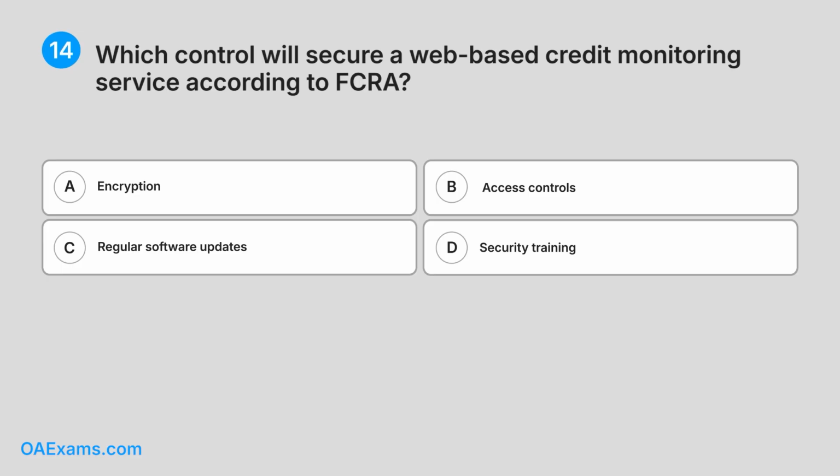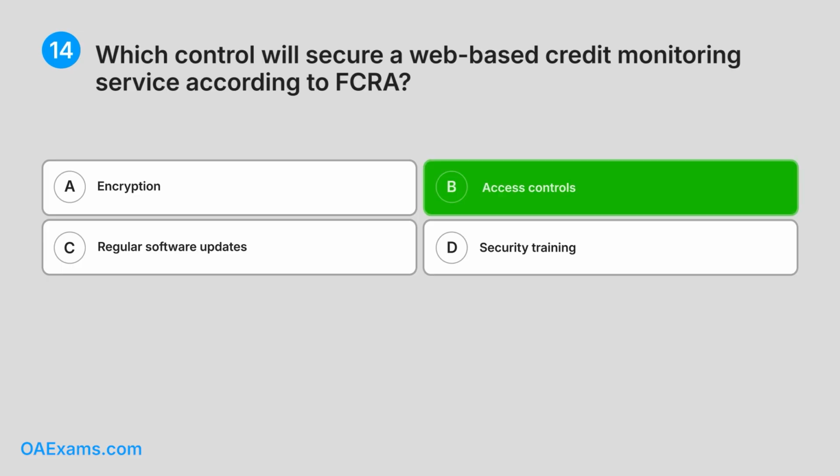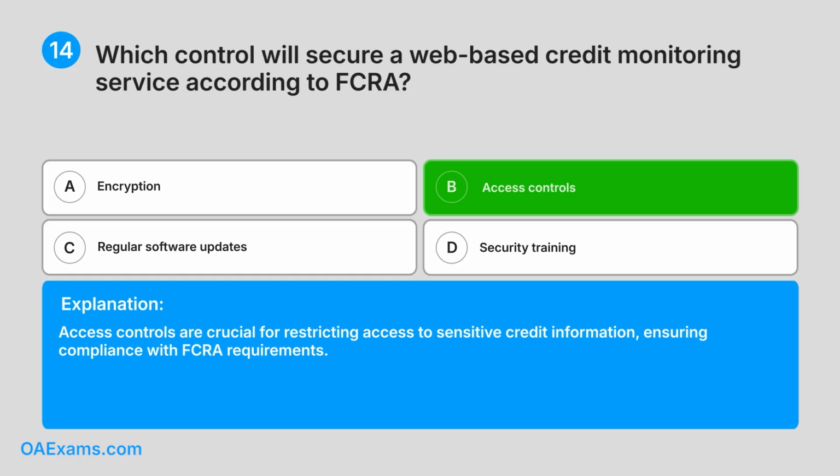Correct answer. B. Access controls. Explanation. Access controls are crucial for restricting access to sensitive credit information, ensuring compliance with FCRA requirements.